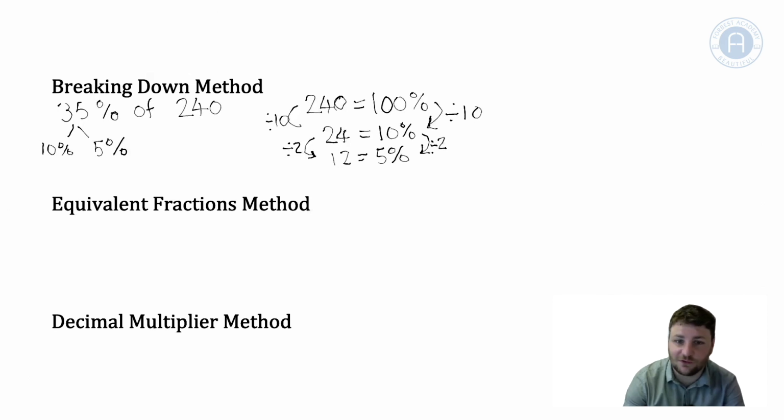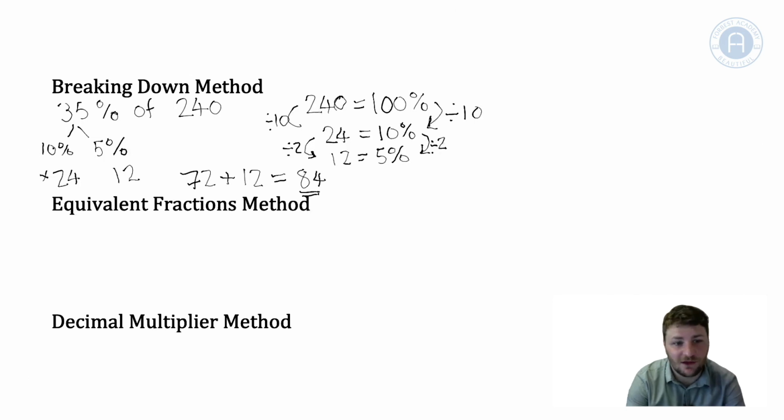So now we've got 10% is equal to 24, 5% is equal to 12. To find our 35%, we've got 3 lots of 10%, so that's 3 lots of 24, and just the 5% there. So 3 lots of 24, 3 times 20 is 60, 3 times 4 is 12, so that would be 72, plus the 5%, which was 12, so 72 plus 12 is equal to 84. So the answer to our question, 35% of 240, is 84. And we've done that by breaking down 35% into chunks.